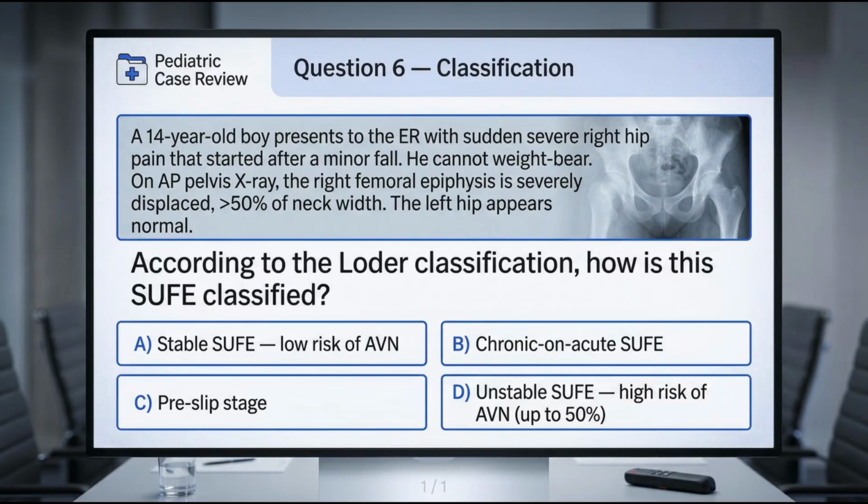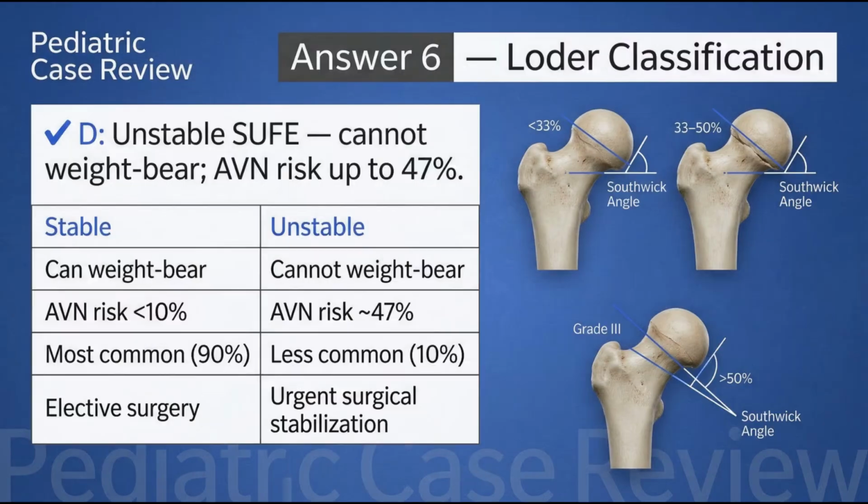According to the Loder classification, how is this slipped upper femoral epiphysis classified? Option A, stable slipped upper femoral epiphysis, low risk of avascular necrosis. Option B, chronic on acute slipped upper femoral epiphysis. Option C, pre-slip stage. Option D, unstable slipped upper femoral epiphysis, high risk of avascular necrosis up to 50%. The correct answer is option D, unstable slipped upper femoral epiphysis. The Loder classification is based on the ability to bear weight.